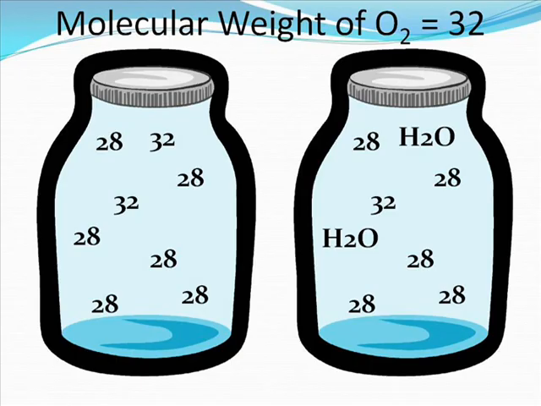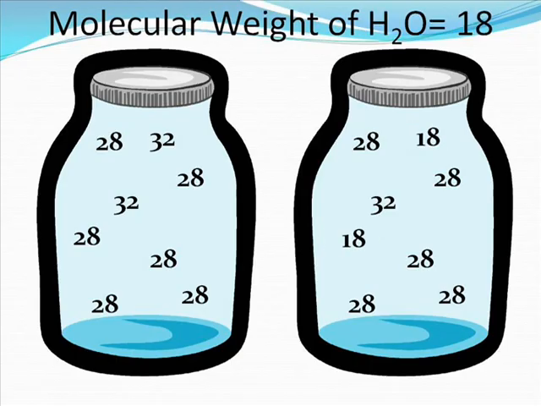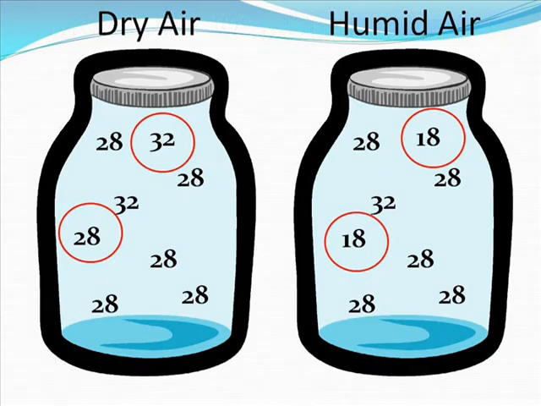Finally, the molecular weight for water is 18. That surprises people. That's an awfully low number, but keep in mind it's H2O, 2 hydrogens, 1 oxygen. Hydrogens only weigh 1. The oxygen weighs 16. Together they weigh 18. So let's replace the water molecules in here with the number 18. Well, now check out what's happened. The dry air jar on the left and the humid air on the right still contain the same number of molecules, but notice that the humid air molecules overall weigh less.